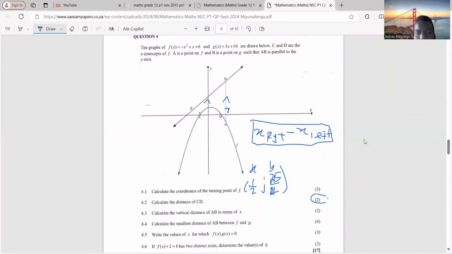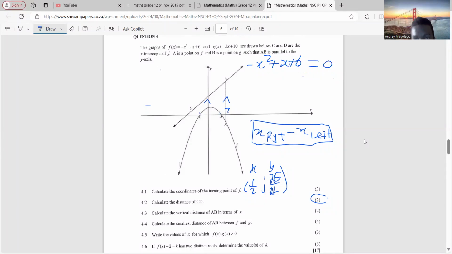So we have to find the x-intercepts of that equation so that we know the x values of C and D to find our distance. First of all, I have the equation of f. To find the x-intercept, I'm going to let y be equal to 0. It means that negative x squared plus x plus 6 is equal to 0.